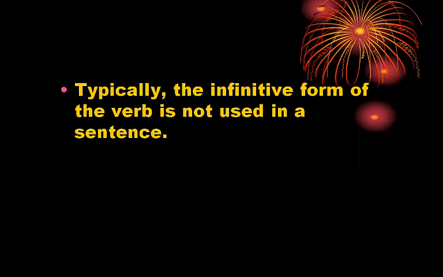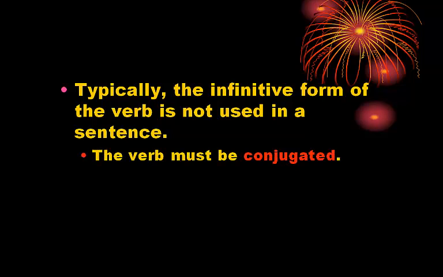Now typically we don't use the infinitive of a verb in sentences. We can, and we do from time to time, like when we want to say, I like to sing, or I don't like to study. But a lot of times we just want to say, I sing, or I am studying, and we want to use the conjugated form of the verb in a sentence.